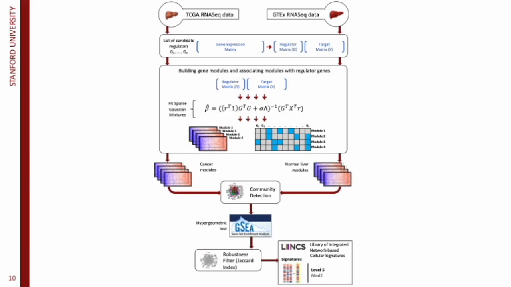This groups together robust modules that are consistently discovered in every run. To functionally annotate the robust modules, we apply gene set enrichment analysis to MSigDB gene collections. Finally, to validate regulators of robust modules, we use publicly available perturbation experiments from the library of integrated network-based cellular signatures, or LINCS, that identify experimental targets.